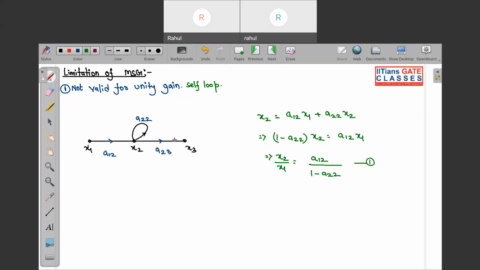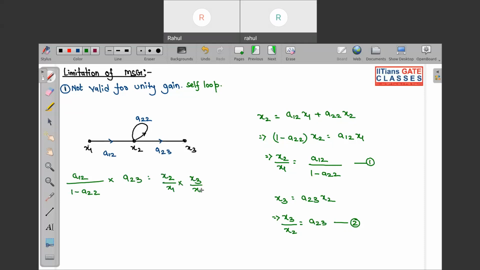Now let us try to derive x3 by x2. So x3 can be written as a23 x2, or x3 by x2 is equal to a23. So let me mark this as equation 2. If we multiply equations 1 and 2, a12 by 1 minus a22 into a23 is equal to what? x2 by x1 multiplied with x3 by x2. So x2 gets cancelled. This will be x3 by x1 is equal to a12 a23 divided by 1 minus a22.